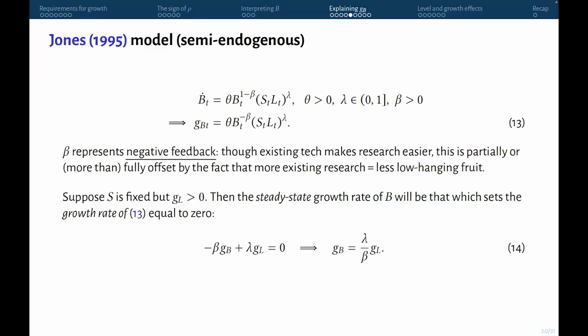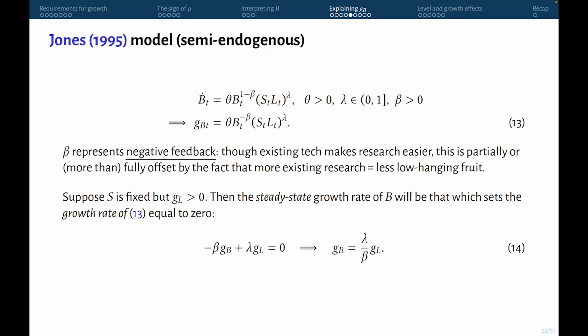There's going to be a steady state growth rate of labor augmenting technology. And to find it, you can ask, what growth rate of technology would make the growth rate of technology 0? Because the steady state GB will be obtained when line 13 is not changing. If that expression on the right is changing, we're not at steady state GB.